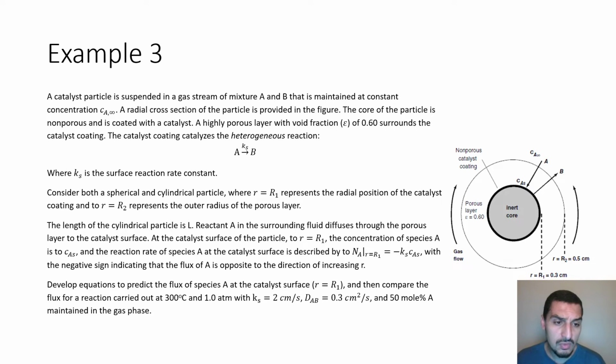So we will not do more or different steps than what we did before. It's going to be the same procedure. So I'll go directly to an example where we will solve the problem and see how we can deal with it. So this example that we have here is about a catalyst particle that is suspended in a gas mixture, and it contains a species A that diffuses.